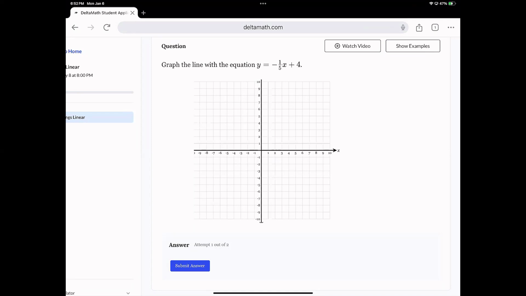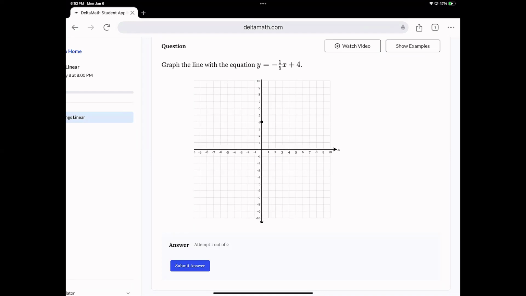All right, so what you have on the screen is they've given you a linear equation in slope-intercept form, and they want us to graph it. So just as I showed you in class, always start with the y-intercept. The y-intercept is 4, so we're going to go to the y-axis and plot 4. And then we're going to use the slope, which is a negative 1 over 5.